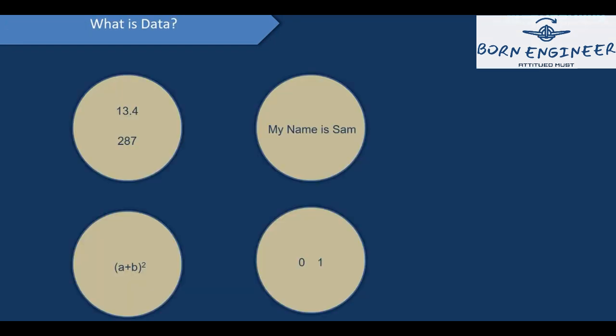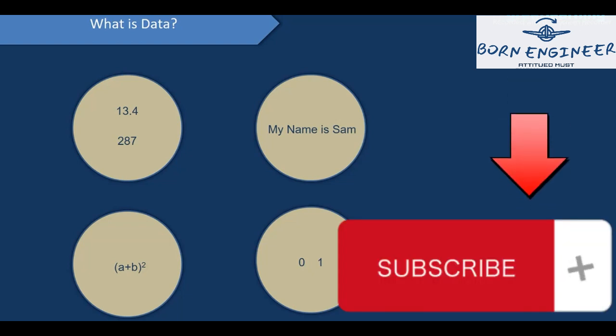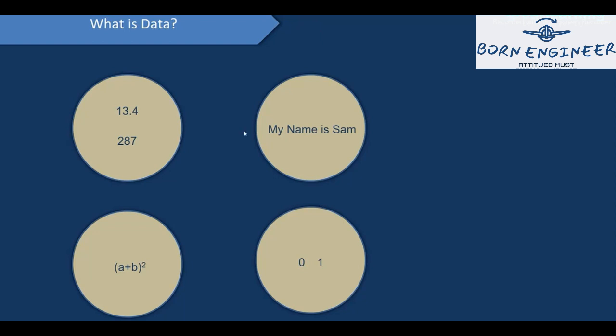Now that we've understood what is the need of programming and how can we communicate with a computer, let's understand what exactly is data. So guys, again, tell me, what do you understand with the term data? So it's just collection of facts, isn't it? So when you work with numbers such as 13.4 or 287, well, this is nothing but data. And when you say statements such as my name is Sam or I love pizza, well, this again is data. And when you work with mathematical equations such as a plus b whole square equals a square plus b square plus 2ab, this again is data.